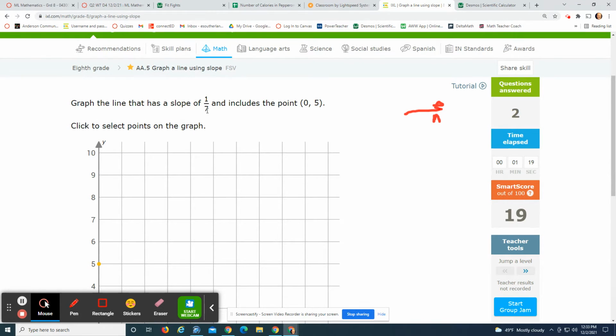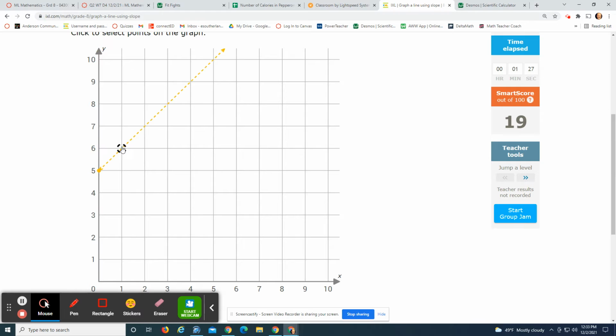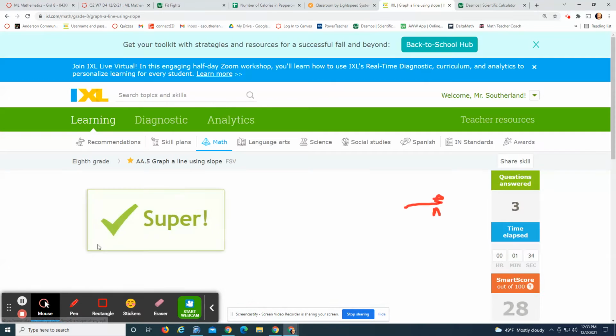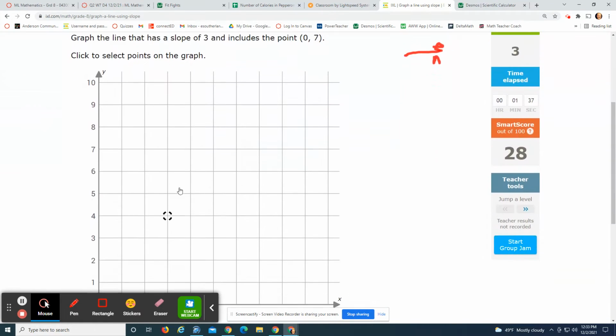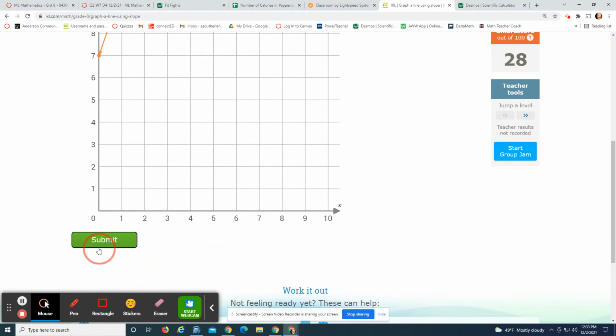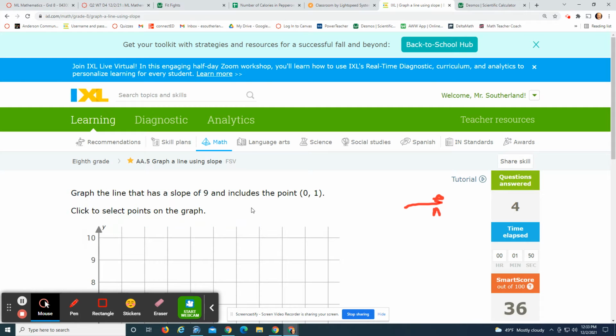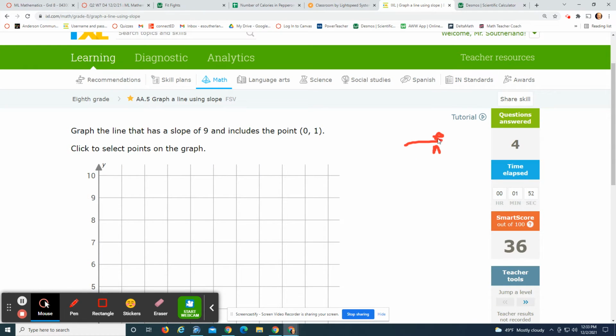It says the slope is 1/7, so that means rise 1, run 7. So 1, 2, 3, 4, 5, 6, 7. And that would be how you graph that. And then you continue to do this over and over again. Remember, we changed whole numbers to fractions, so this would be 3 over 1. So 0, 7 is here, rise 3, run 1. When you finish that, you're going to move on to 8th grade AA9.